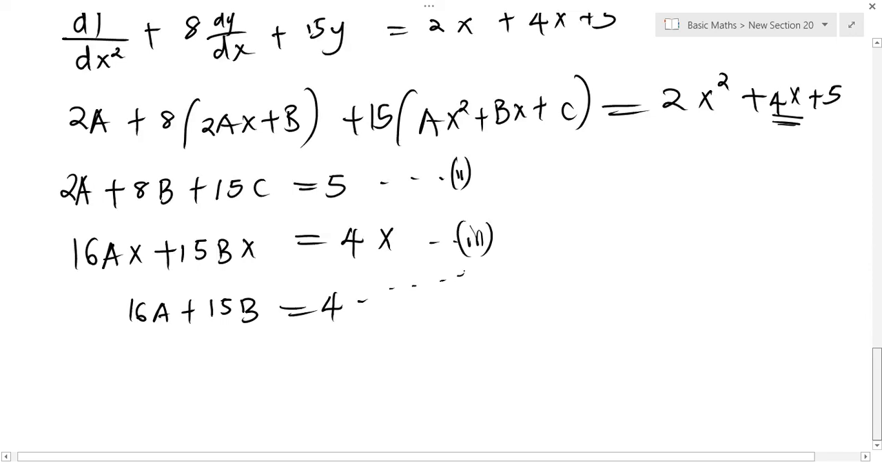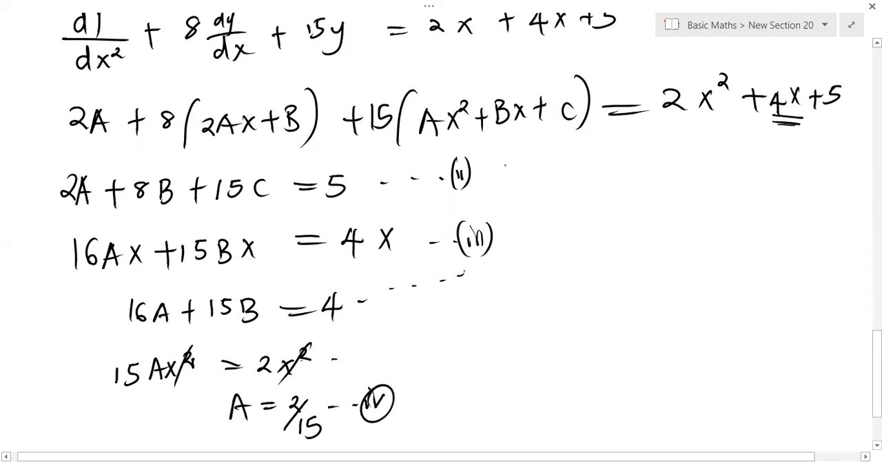Now, let's get the ones that have x squared. So we have this one, which is 15ax squared. This is equal to 2x squared. So the x squared and the x squared cancel out so that we have a is equal to 2 over 15. Let's call this equation 4. So we can solve this.